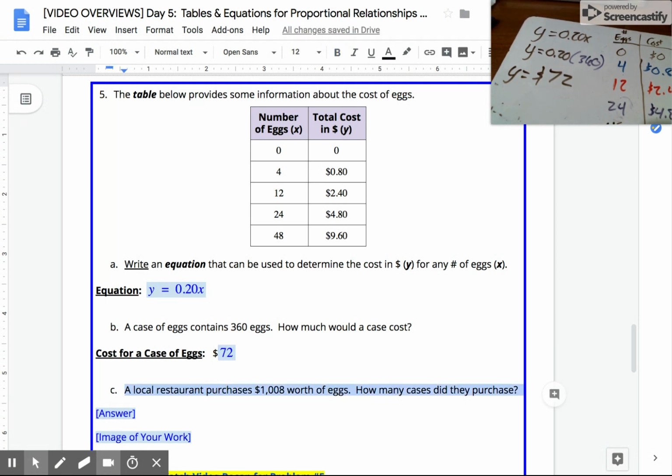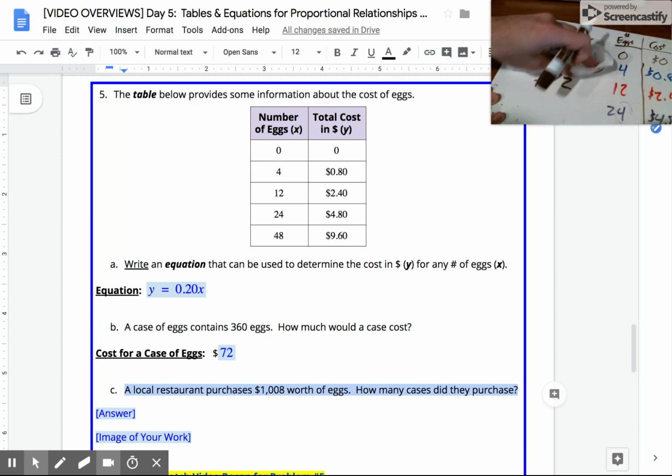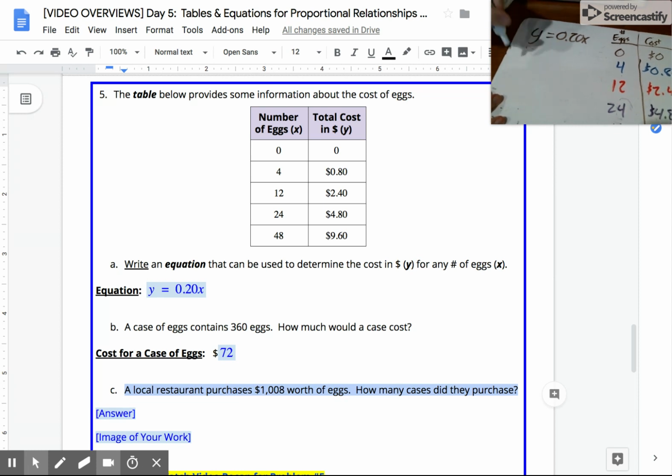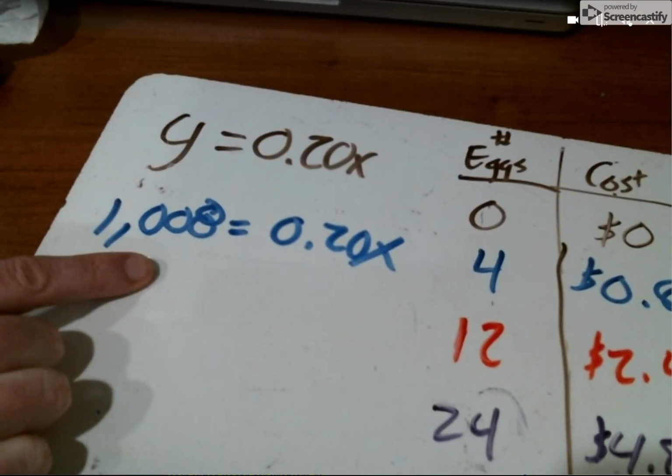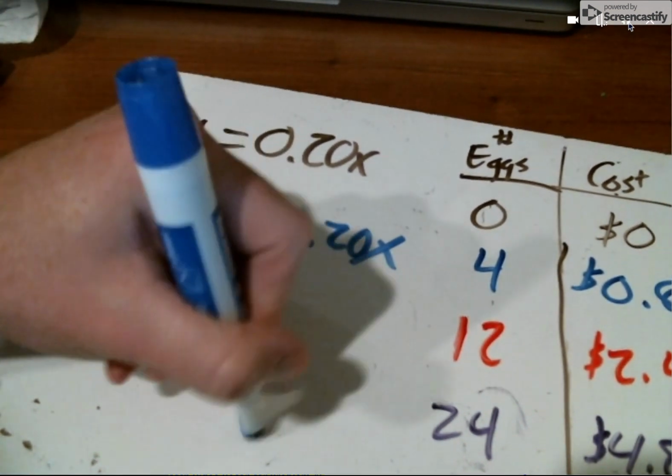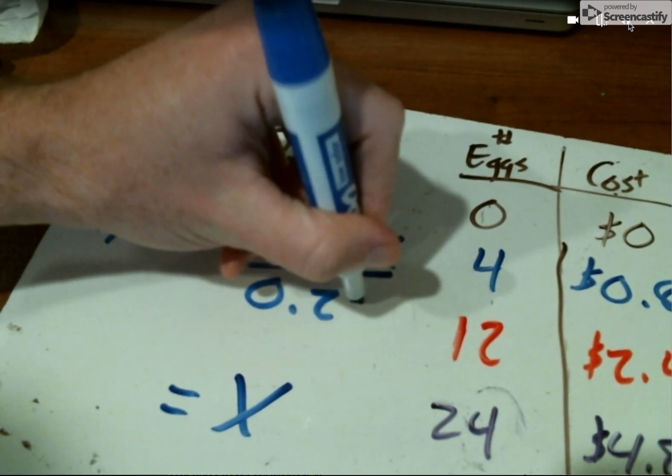For part C, you're told that a local restaurant purchases $1,008 worth of eggs, and then the question is, how many cases did they purchase? One thing you could do is use the equation, and if we substitute $1,008 in for y, one option is to solve that equation. That could tell you the total number of eggs once you divide by 20 cents on both sides.